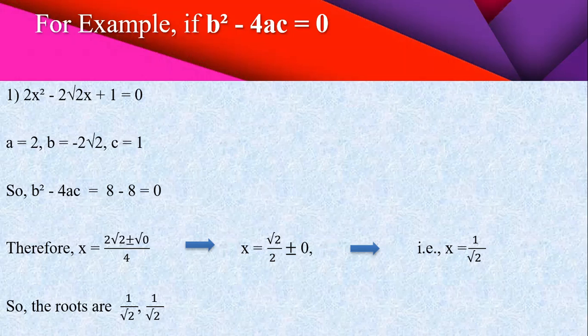So the real roots are obtained using the quadratic formula x equal to minus b plus or minus root of b square minus 4ac by 2a. Here root d is root 0, which is 0. So the roots are 2 root 2 by 4. After simplification you will get root 2 by 2. And again by simplification you will get 1 by root 2 comma 1 by root 2, or you can write it as root 2 by 2, root 2 by 2. So here since the discriminant is 0, the two roots will be real and equal.